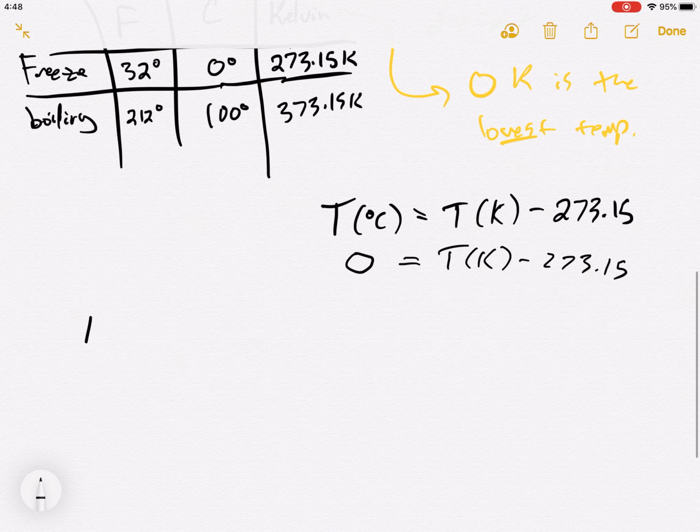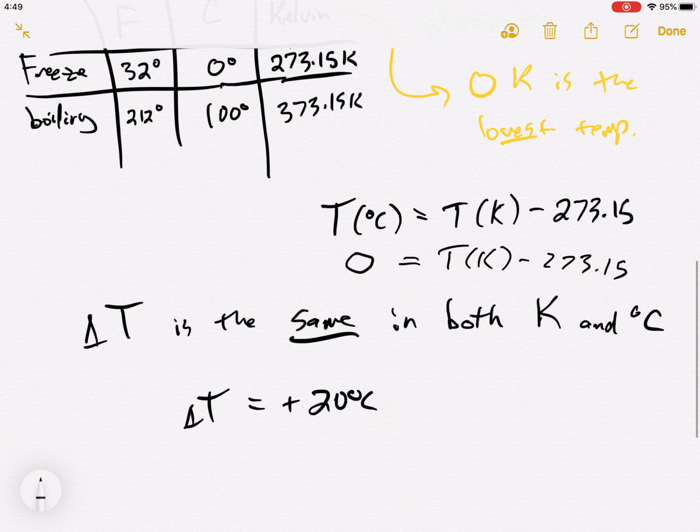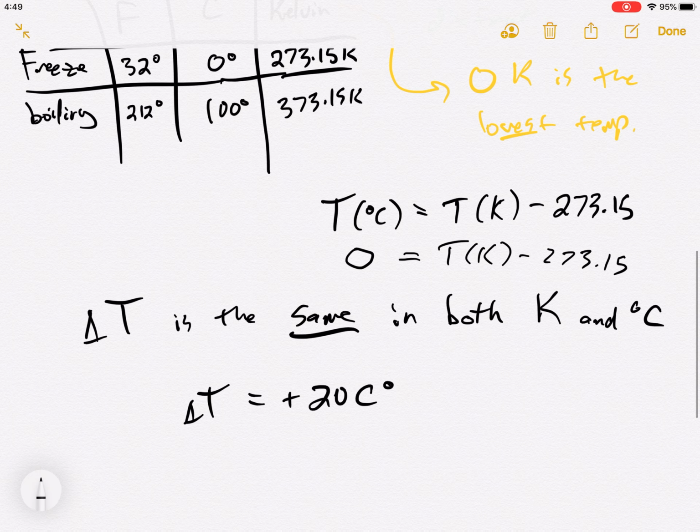That means if I have a delta T, it is the same in both Kelvin and degrees Celsius. It's because it's just an offset, right? So if I increase the temperature of something by 20 degrees Celsius, I have also increased its temperature by 20 Kelvin, right? So if I have a delta T of positive 20 degrees Celsius, or really we would say Celsius degrees, and that's because we're not talking about an absolute temperature anymore. It's a relative temperature. Then I've also increased it by 20 Kelvin.